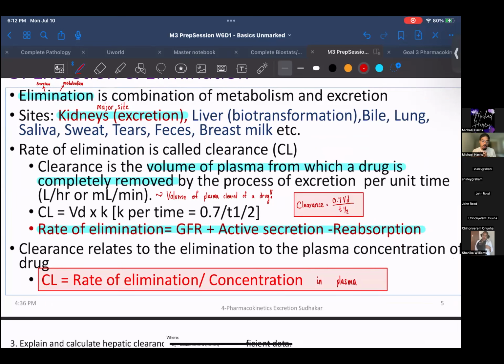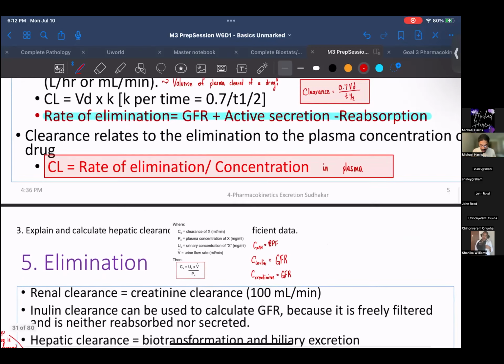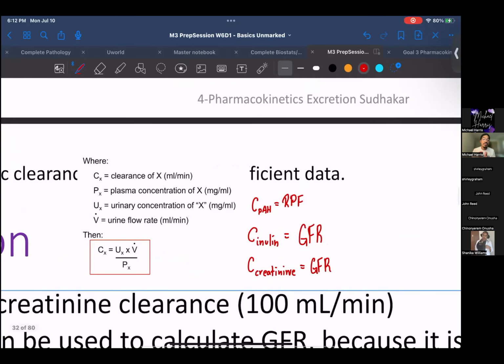Okay? Do not get scared by this word. Many people get scared of it and they just say, I don't understand it. Let me just remember the equations and move on. They're going to trip you up on it because they know people do that. So, clearance is no different than what you did back in renal.